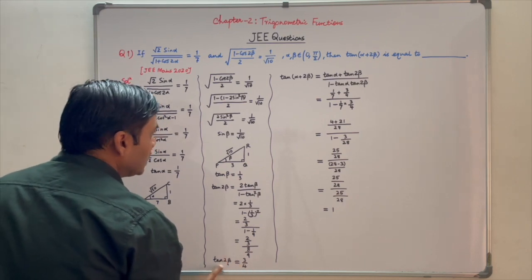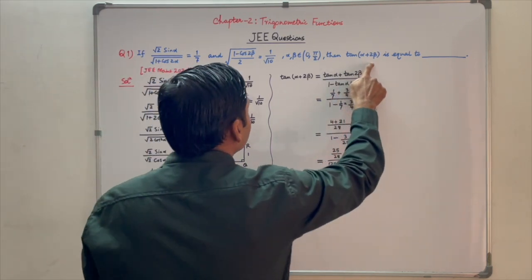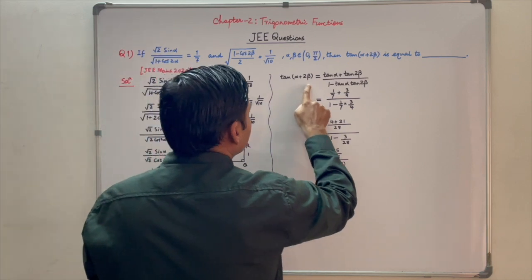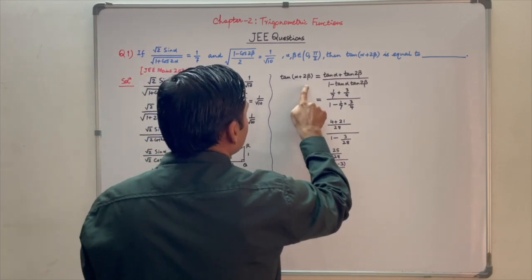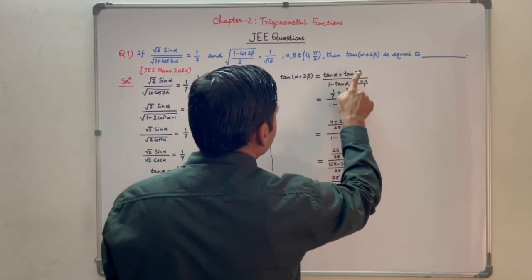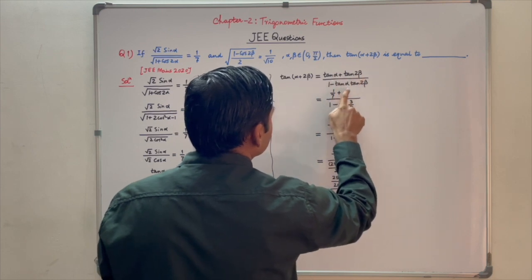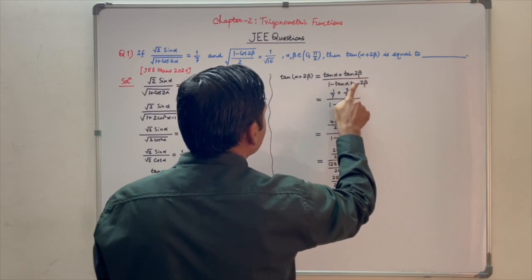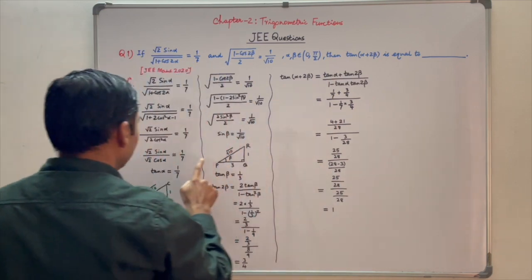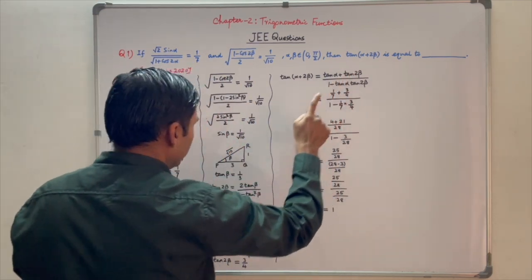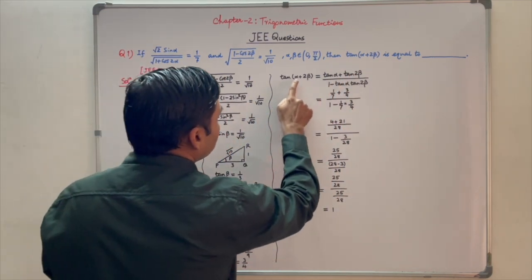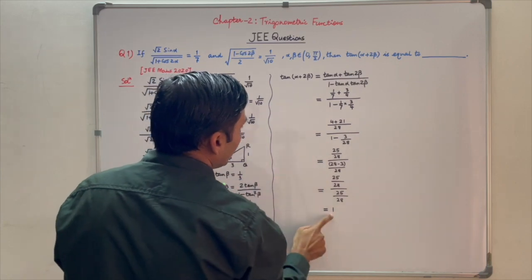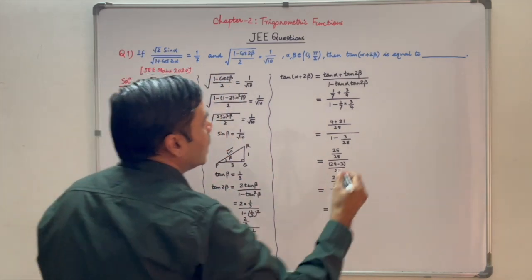The value of tan 2 beta we will use here. Tan(alpha plus 2 beta) we have to calculate. Tan(alpha plus 2 beta) is equal to (tan alpha plus tan 2 beta) upon (1 minus tan alpha tan 2 beta). Putting the value of tan alpha from here and tan 2 beta from here, tan(alpha plus 2 beta) comes as 1. So the answer is 1.